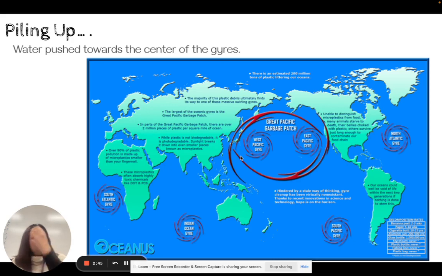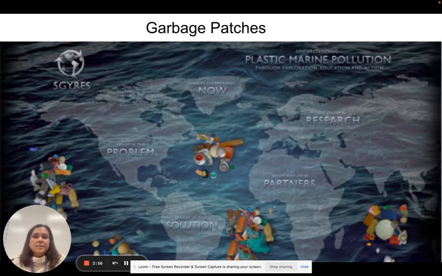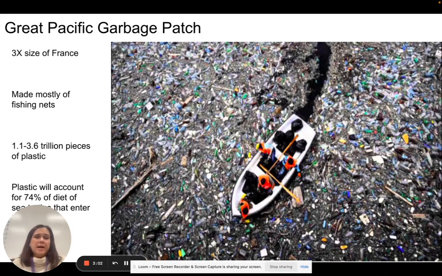All right. One of the things we see happening with these gyres is that water gets pushed towards the center. As they spin, things get contained. And we end up seeing garbage patches in our oceans. You may have heard of these. The Great Pacific Garbage Patch is the most well-known one, but it is not the only one.